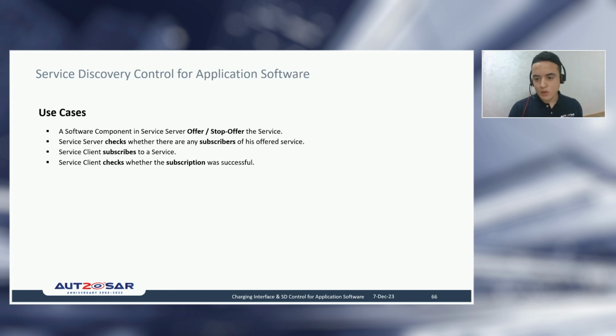The four main use cases are: first, on the server side, the server will be able to control the offering and the stop offering at any point of time. And also on the server side, the application software server will be able to check if the service I'm offering has some subscriber or no one is subscribed to it now. And on the client side, the client will be able to send a subscription request at any point of time. And also the client will be able to check if his subscription to a service is successful or not.